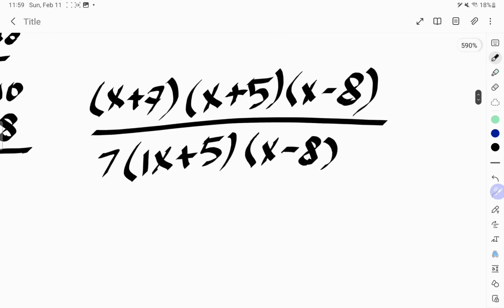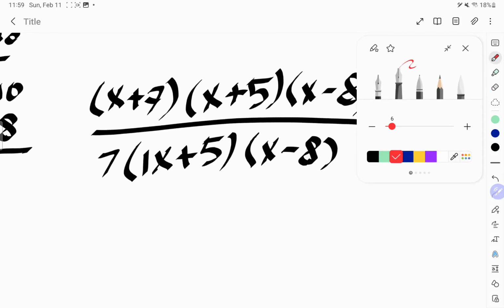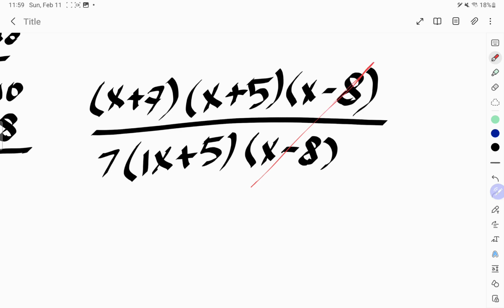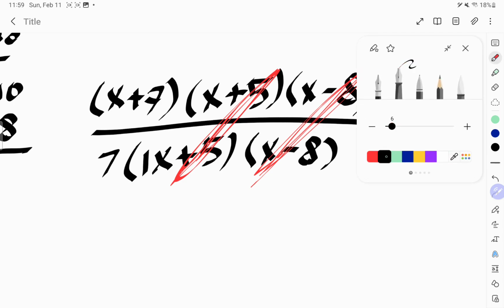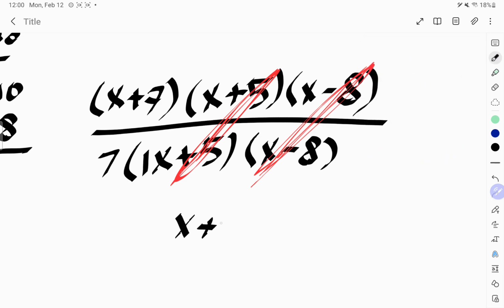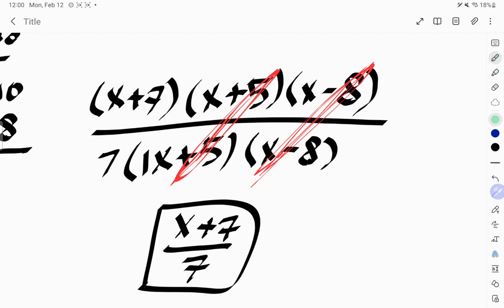We're going to see what we can cancel on the top and on the bottom. I know those two cancel out. I know those two cancel out. And anything left is going to be my answer. So my answer is just going to be x plus 7 over 7. And that is my answer.